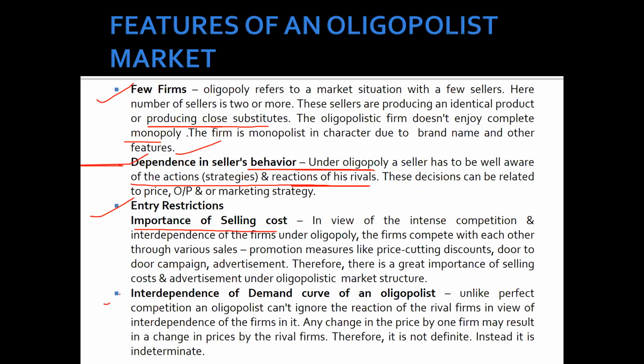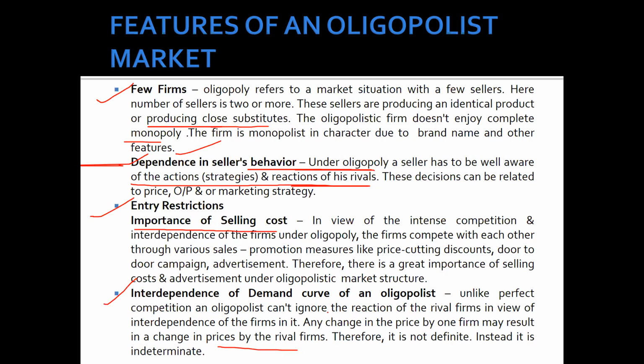Then we come to the interdependence of the demand curve of an oligopolist. Unlike perfect competition, an oligopolist cannot ignore the reaction of the rival firms in view of the interdependence of the firms. Any change in the price by one firm may result in a change in the price by a rival firm. Therefore, it is not definite; instead, it is indeterminate. So you can understand the interdependence of the demand curve of oligopolists. I was talking about the same.